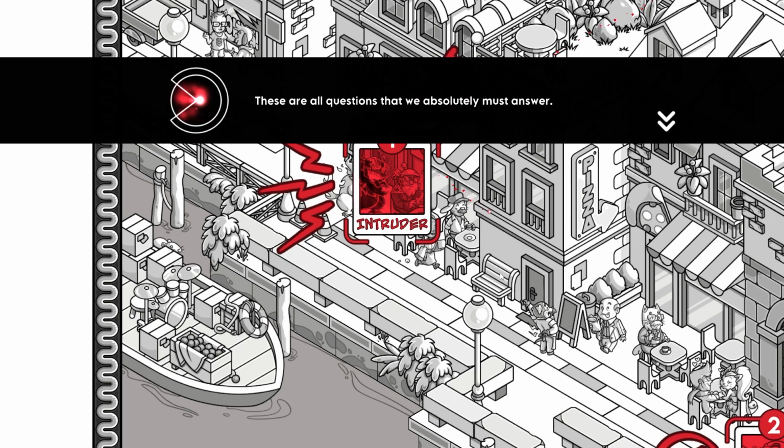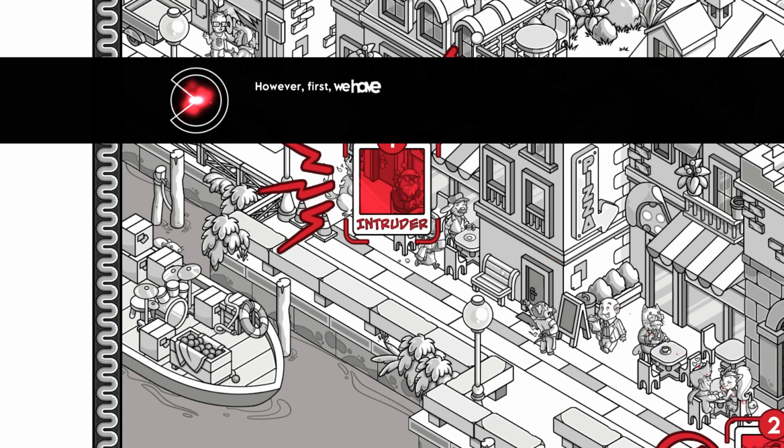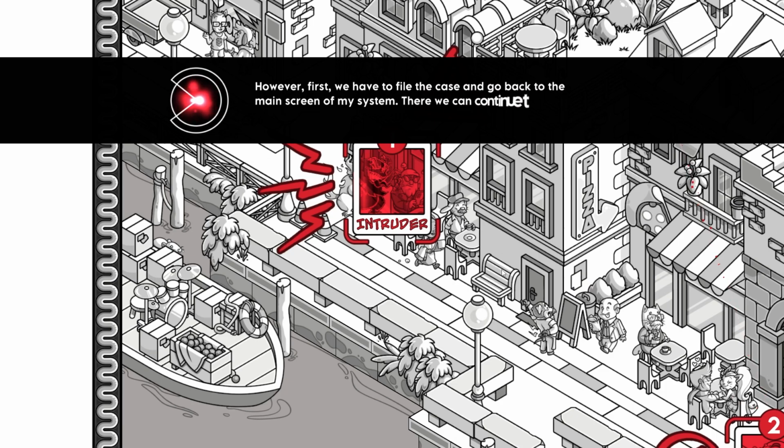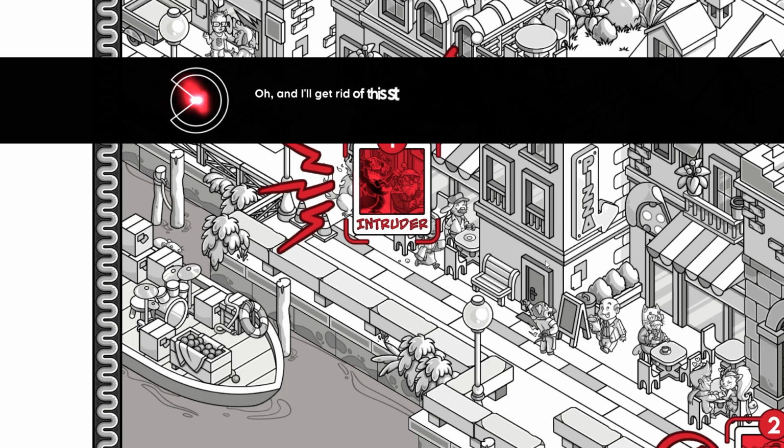These are all the questions that we absolutely must answer. However, first, we have to file the case and go back to the main screen of my system. There we can continue this discussion. Oh, and I'll get rid of the stupid language pack. We won't have any more time for jokes, I'm afraid. For now, well done, Detective.